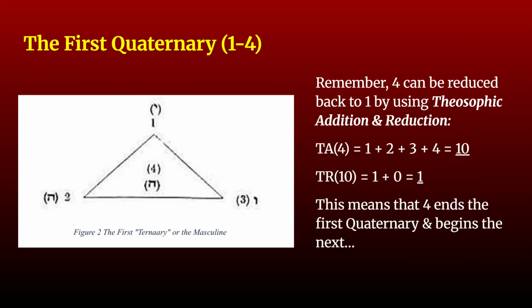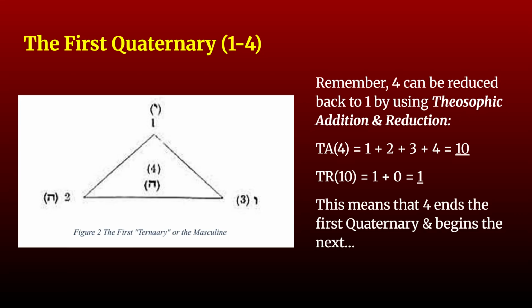So here is just a visualization. This was from the Tarot of the Bohemians by Papus. The four can be reduced back to one using the Theosophic addition and reduction, as we've already looked at. So the Theosophic addition, or the tetractys with 10 dots, or four rows with 10 dots. And then since we have 10, that is reduced using the reduction. 1 plus 0 is 1. So this means that 4 ends the first quaternary, the first tetragrammaton series, and begins the next one.